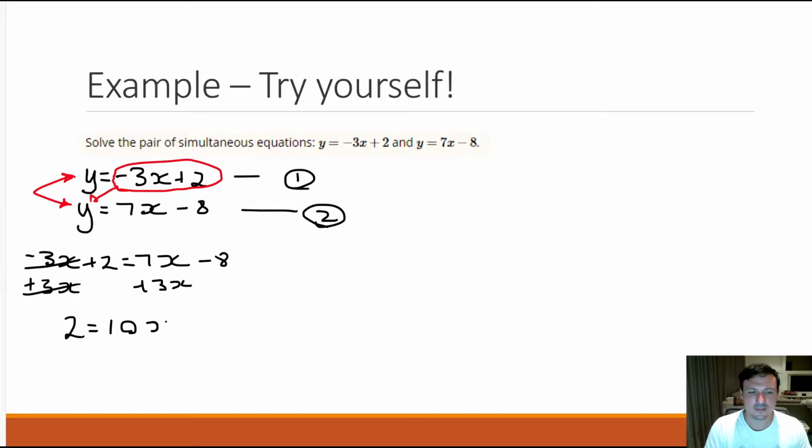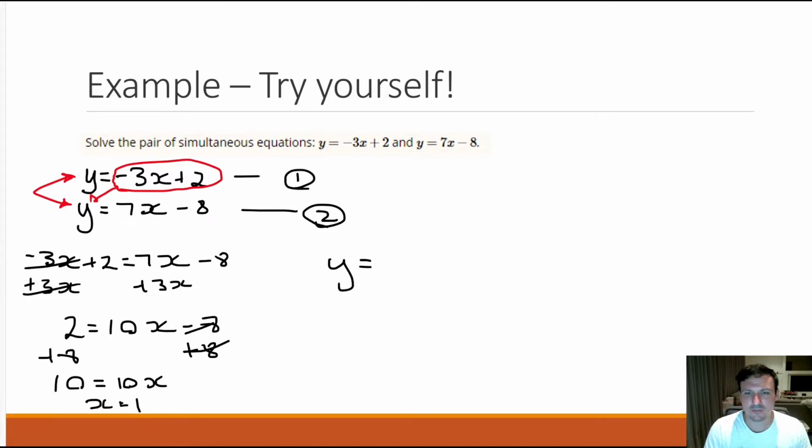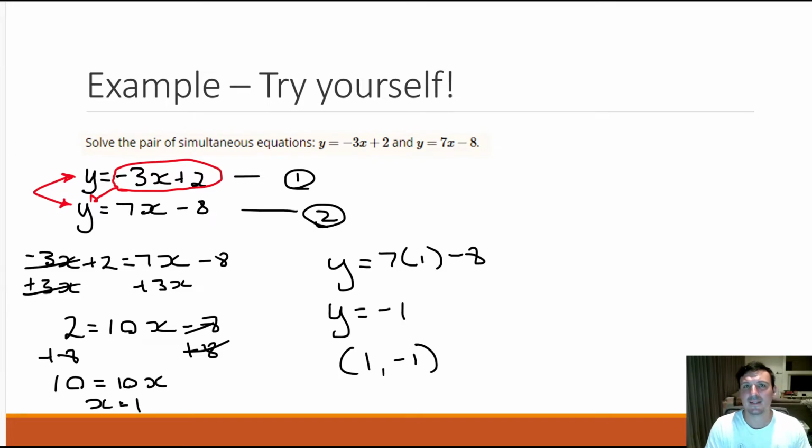We have 10x minus 8. So I'm going to add 8 to both sides. And then we've got 10 equals 10x, so therefore x must equal positive 1. Now I need to substitute this in. I'm going to substitute it into equation 2 just because I can, it doesn't really matter. And we should end up with negative 1. So our point will be (1, negative 1).